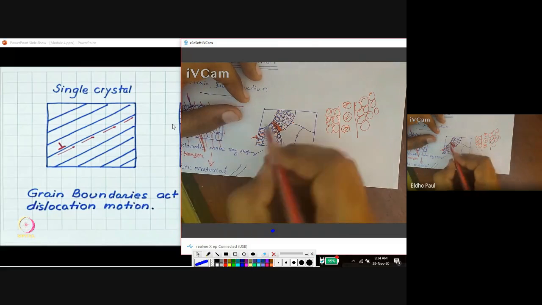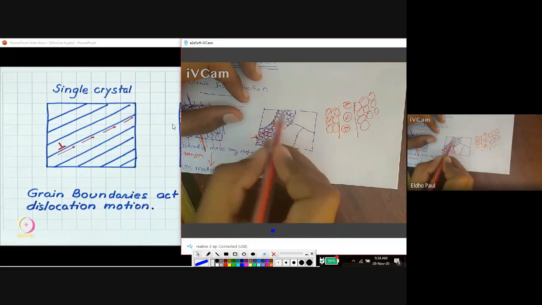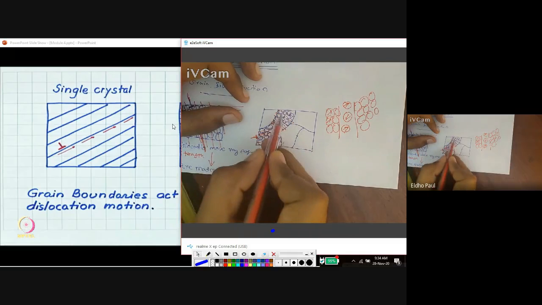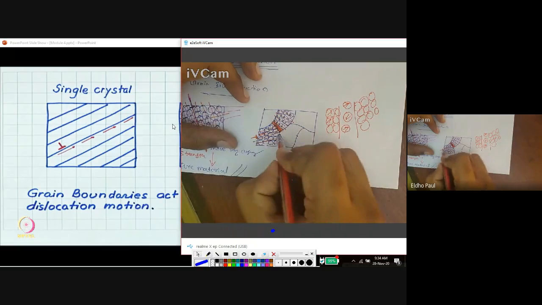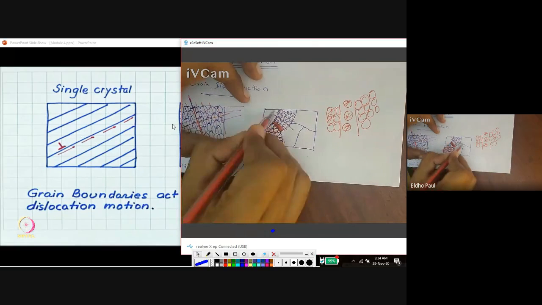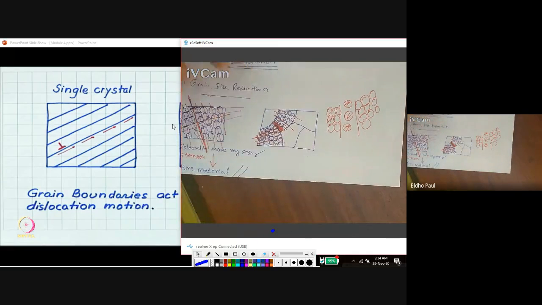Okay, even if it crosses the grain boundary, again we can see in the next grain the orientation of the atoms is different. Here we can see the orientation is in this direction, but here we can see the orientation in this direction. The orientation is different. Again, some resistance is offered by the disoriented atoms in this grain. The orientation is in a different direction, so that offers a resistance for the movement of dislocation.